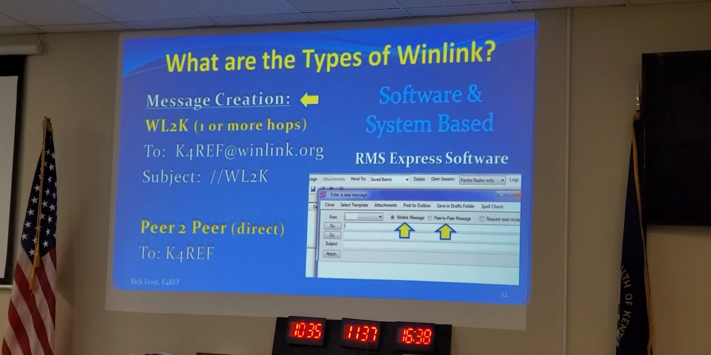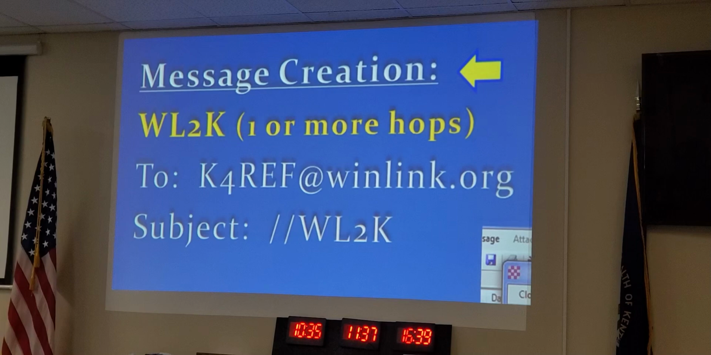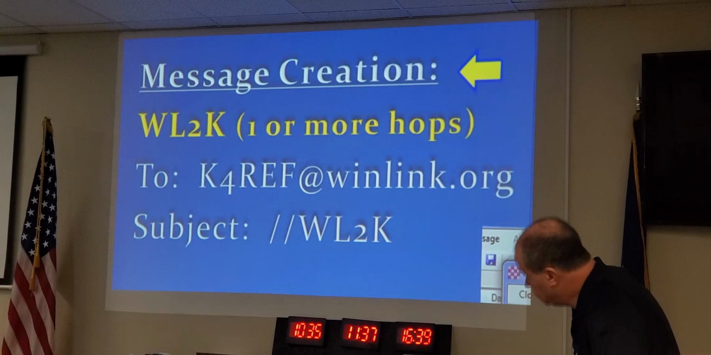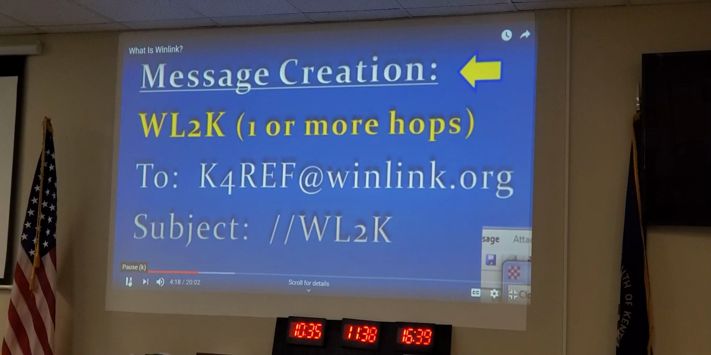When you create an email message in the RMS Express program, you create it as a Winlink message or a peer-to-peer message. If you create a Winlink message, the assumption is that there will be one or more hops between the message originator and the end user. A WL2K message will be addressed to a call sign at winlink.org. It can also be addressed to any standard internet email address if it's to be delivered outside the Winlink system. And finally, the subject line has to start with //WL2K.